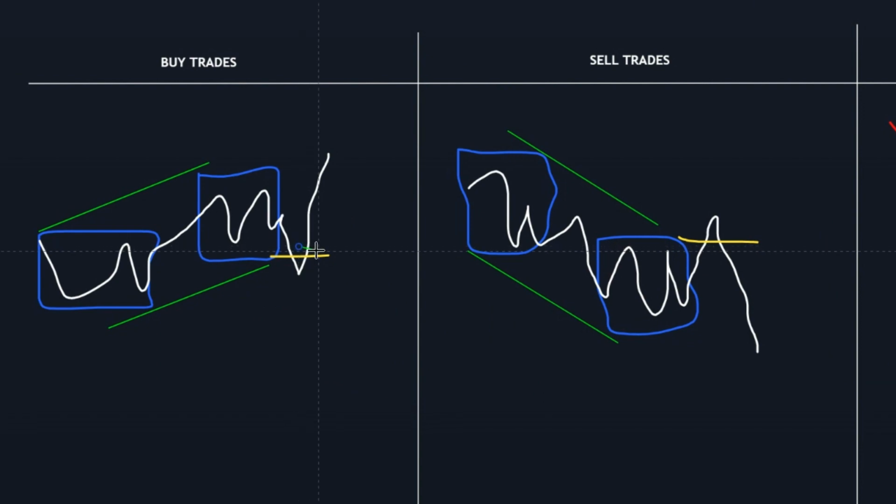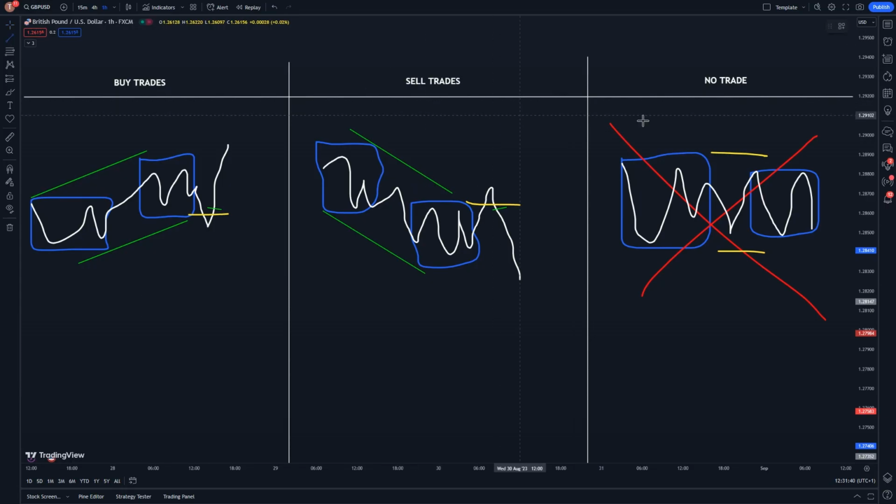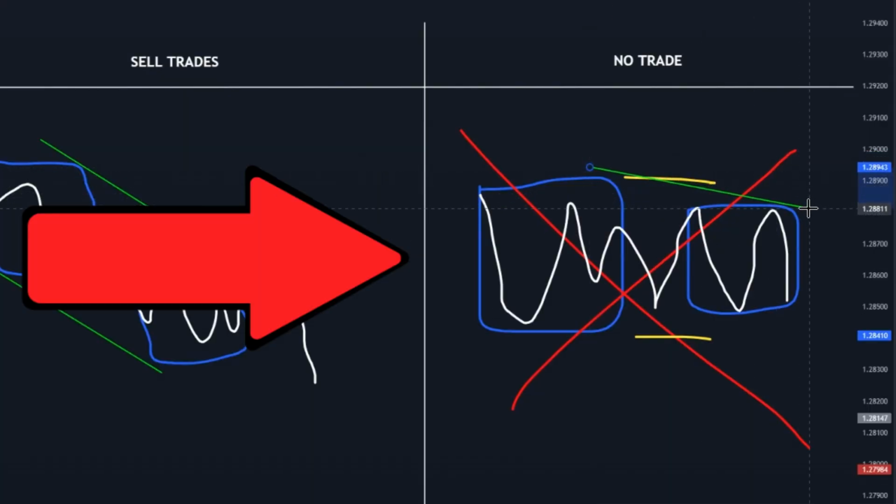And the yellow line in both diagrams is where we will be looking for entry, but only if certain confirmations set up for us. The no trade setup applies when the boxes are going inward on themselves or just plain moving sideways. Avoid these ranging market periods.